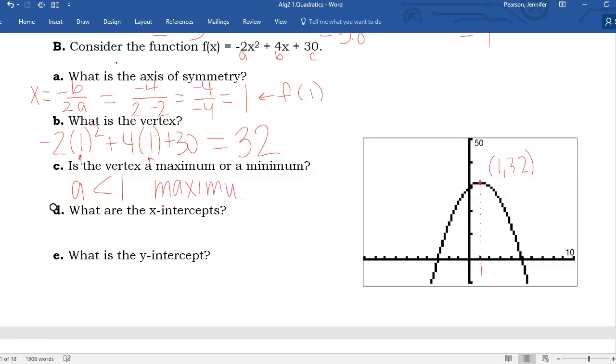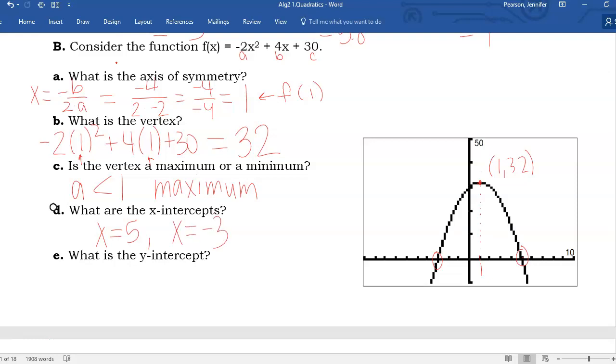What are the x-intercepts? Given an equation in general form, we don't have the tools yet to figure that out, but we're going to talk about that in a chapter or two. But looking at the graph, I can easily figure out what the x-intercepts are because I can see it crossing the x-axis once here and once here. Knowing that my scale is going by ones, that is 1, 2, 3, 4, 5. So one of my x-intercepts is at x equals 5. And then 1, 2, 3. My other x-intercept is at negative 3.